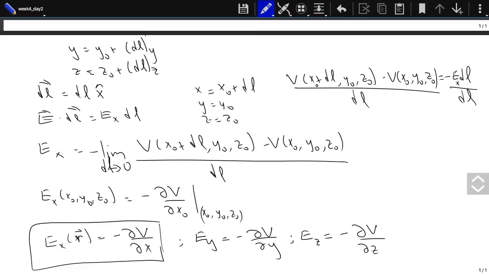This notation, well, this is the electric field at the point R, whatever that point is. The x component of the electric field at the point R is the derivative with respect to x of the potential. And you have to evaluate this derivative at this point and multiply it with -1.